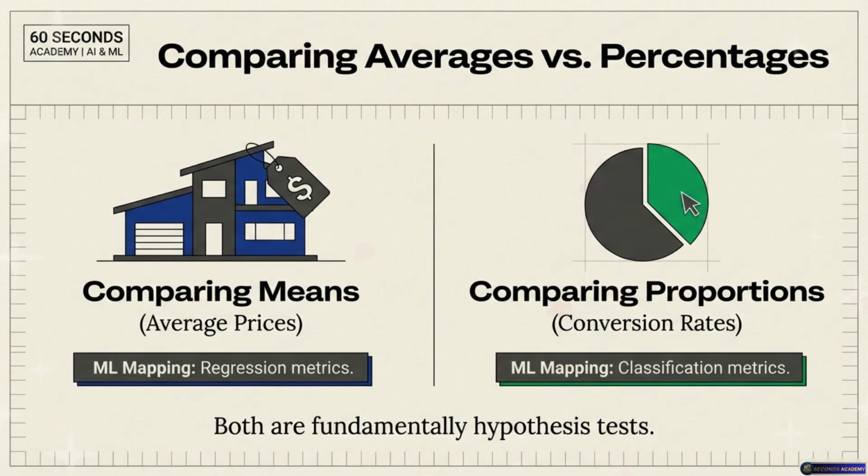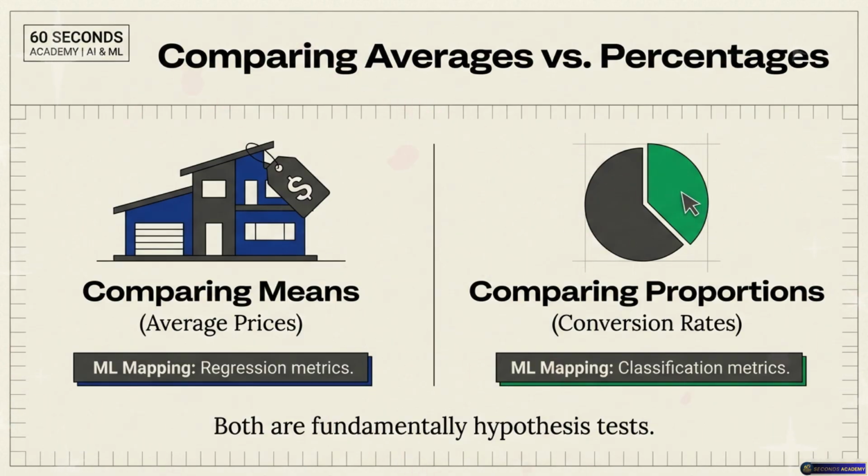You are measuring the average distance between your prediction and reality. And conversely, when you are predicting a category, like whether an incoming email is spam or not spam, or whether a tumor in an image is benign or malignant, or whether a user clicks or doesn't click, you are building a classification model. Evaluating a classification model involves metrics based on proportions of correct guesses, like accuracy, precision, recall, and the F1 score.